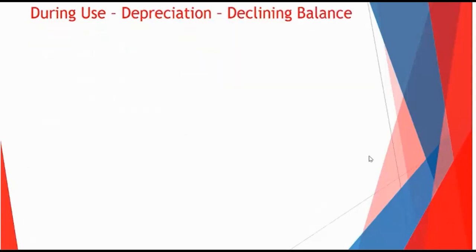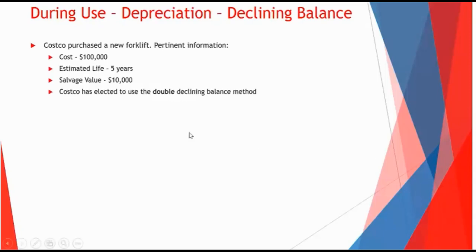Good point. All right, declining balance. So I'll introduce this one, but I know you want to talk about it. Declining balance, because it's closer to tax. Yeah, that's true. So let's go with the same facts here. Costco is purchasing the forklift for 100 grand, 5-year estimated life, 10,000 salvage value, but they're going to use a double declining balance method, which we have to do in this situation.